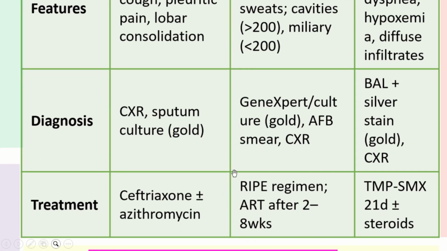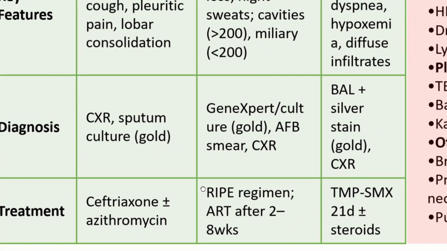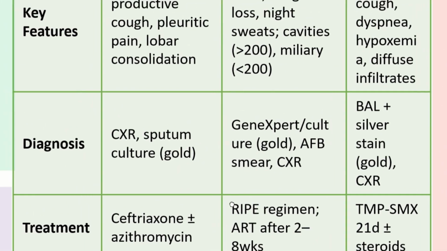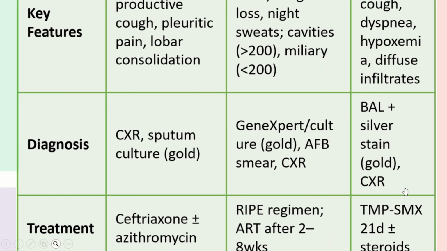So the diagnosis, when you're diagnosing a pneumonia, we're going to do a chest X-ray, we are going to do a sputum culture, and that will be the gold standard. Patients with HIV that have TB, we are going to do a GeneXpert, we are going to do a culture. These are going to be the gold standard. And then we can do a smear for acid-fast bacilli, we can still do a chest X-ray, and now they have introduced the urine LAM test.